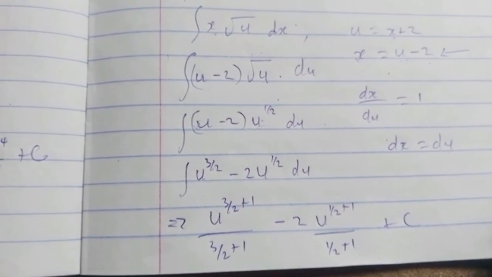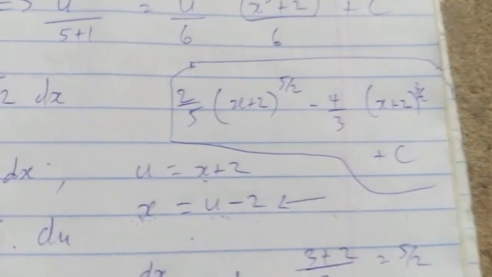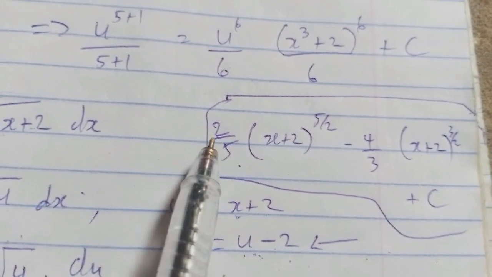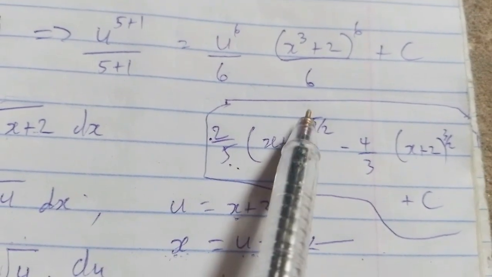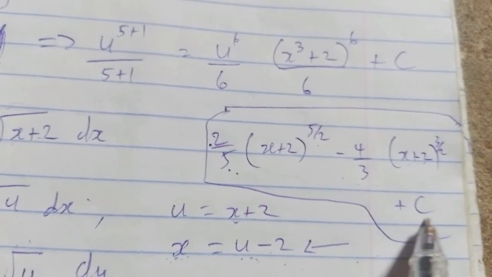So if you do the math correctly, at the end of the day you are going to get this as your final answer: 2 over 5 (x plus 2) raised to the power 5 over 2, minus 4 over 3 (x plus 2) raised to the power 3 over 2, plus your constant.